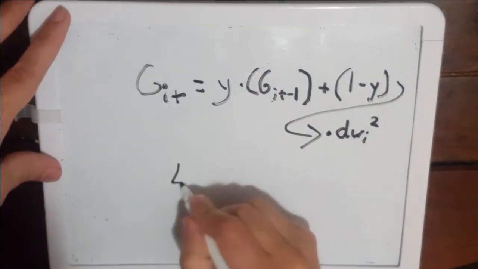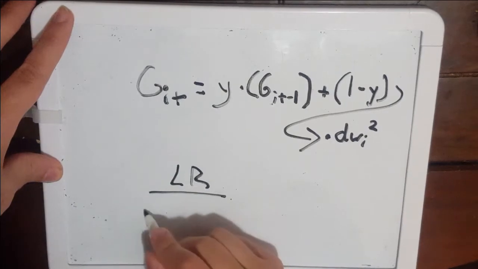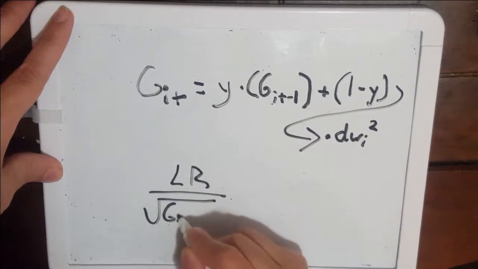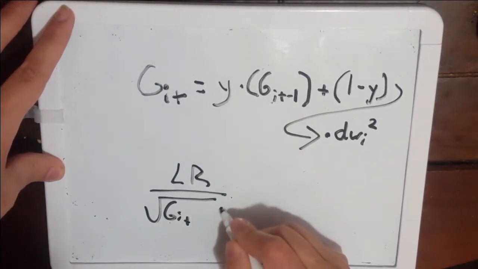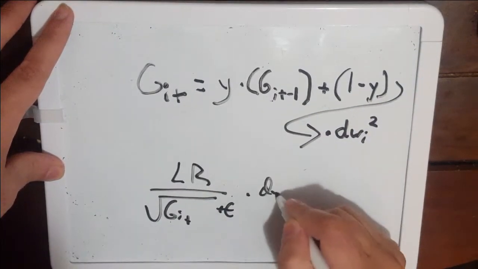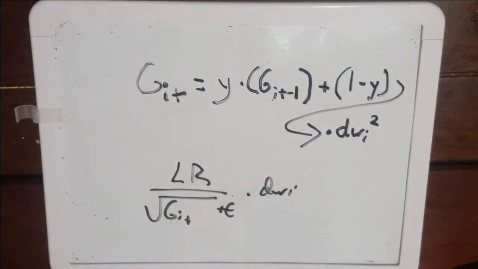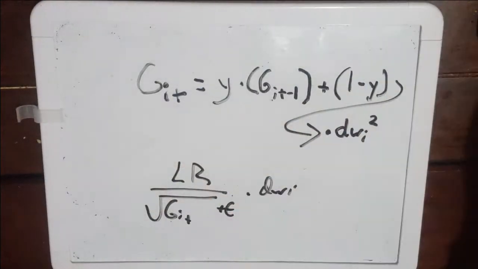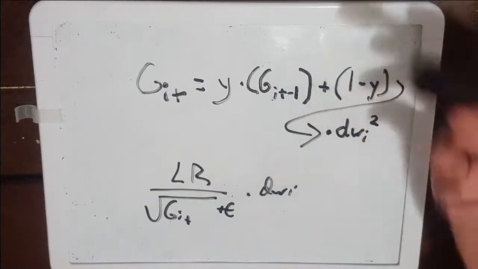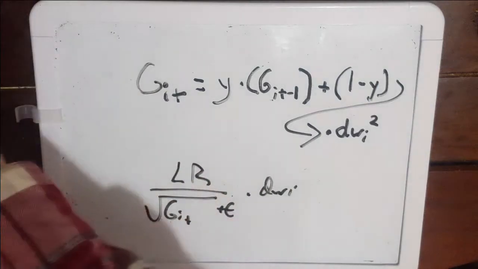So we've got our learning rate, and we're going to divide by the root of G i at t. And we're going to add our epsilon to prevent dividing by 0, and then do our standard parameter update there. So this is AdaDelta, very similar to Adagrad. It's just we're adding in that gamma parameter.